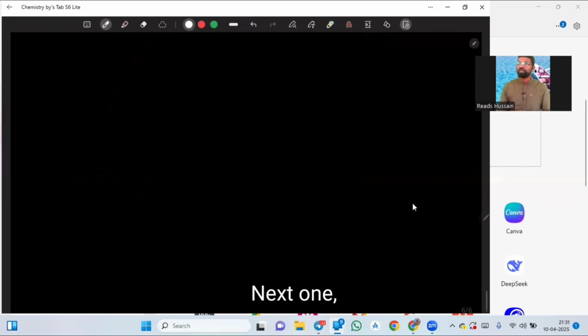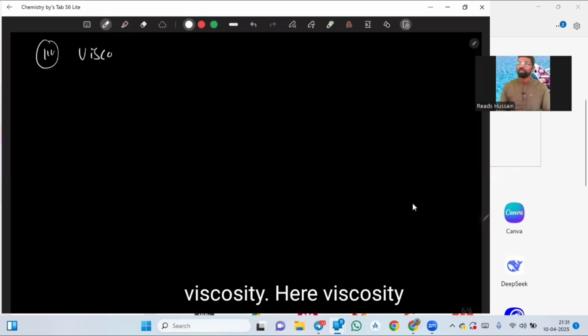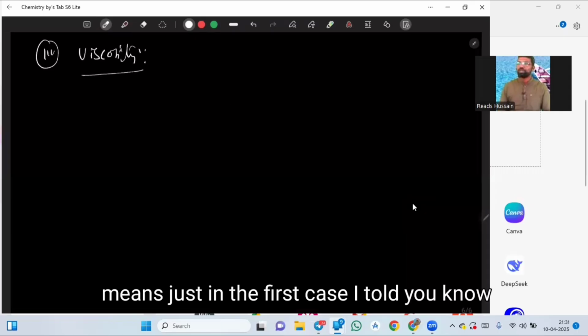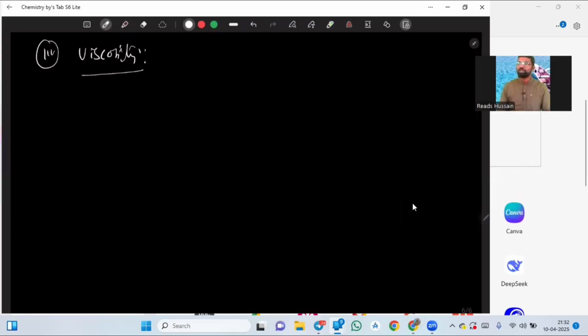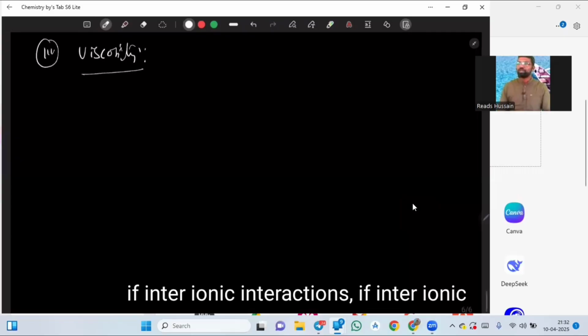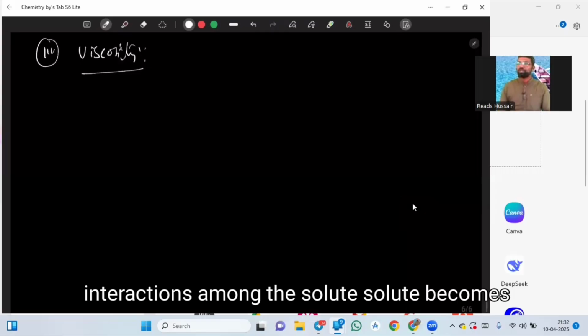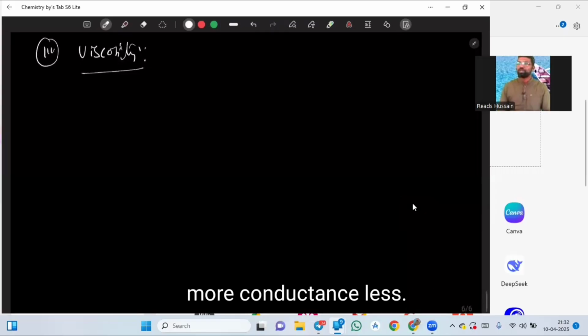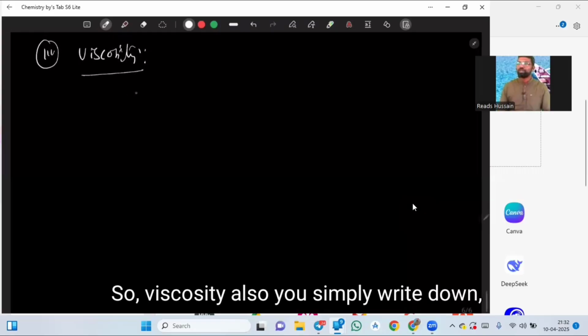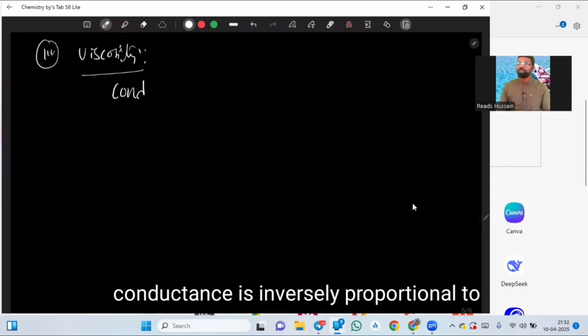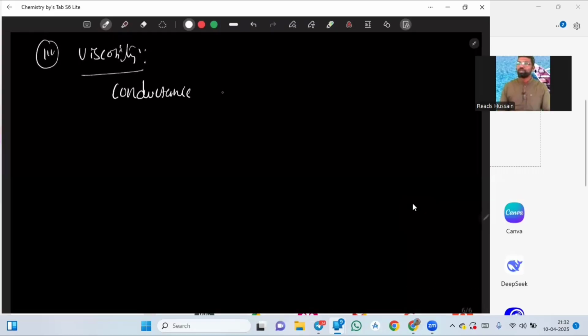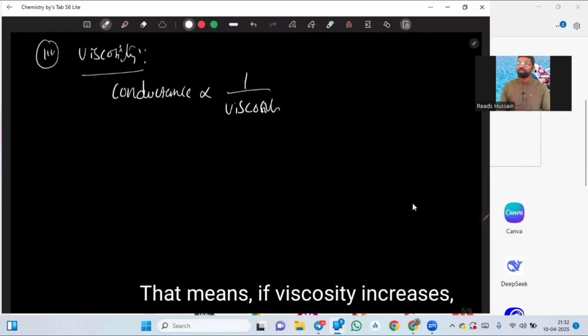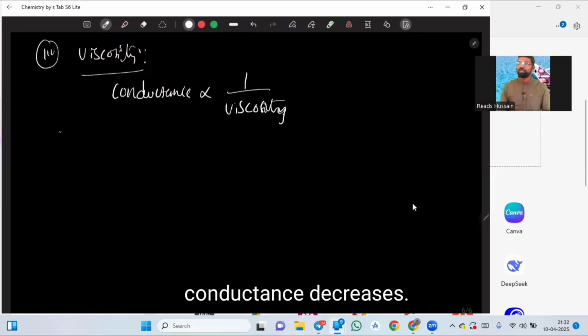Next one, viscosity. Here, just as in the first case I told you, if interionic interactions among the solute become more, conductance is less. So for viscosity, simply write down: conductance is inversely proportional to viscosity. That means if viscosity increases, conductance decreases.